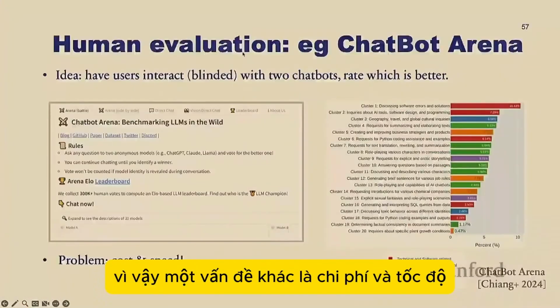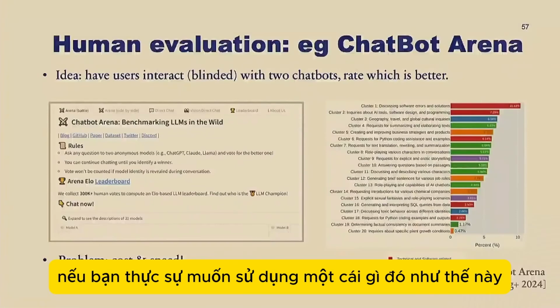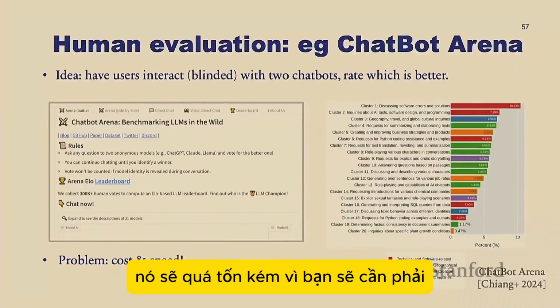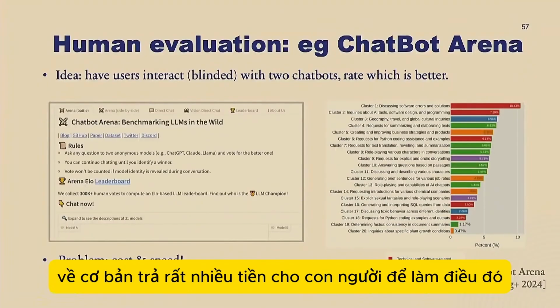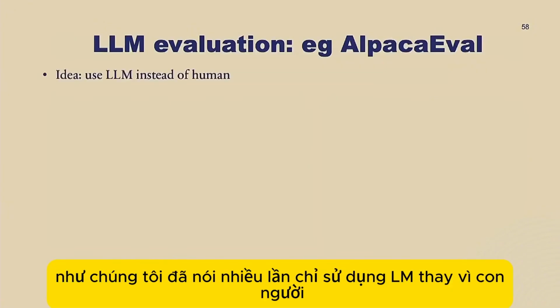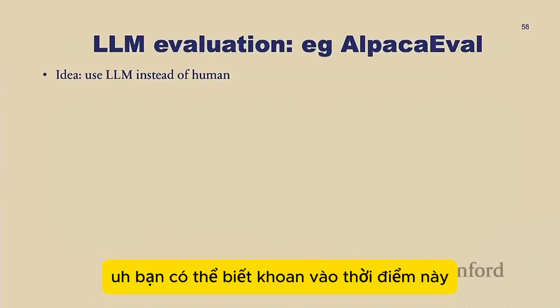So another issue is cost and speed. If you really want to use something like this for the development process, it will be too costly, because you will need to basically pay a lot of humans to do that. So one simple idea is, again, as we said many times, just use an LLM instead of humans. You probably know the drill at this point.